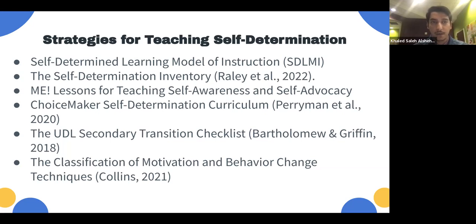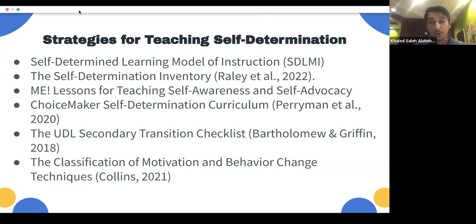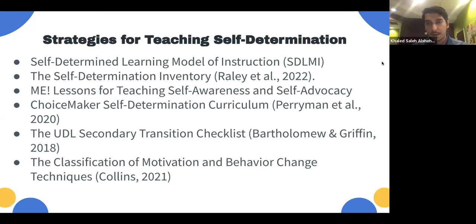There is also the ME lesson for teaching self-awareness and self-advocacy, the ChoiceMaker self-determination curriculum, and also the UDL secondary transition, which try to help the teacher have an idea about the strengths of the student. And the last one is the classification of motivation and behavior change techniques. They give some techniques to motivate the student, because one of the important things in self-determination is how we motivate the student to do self-determination for themselves.